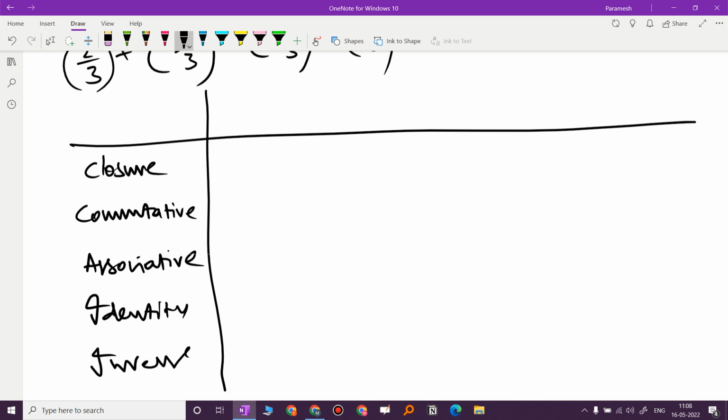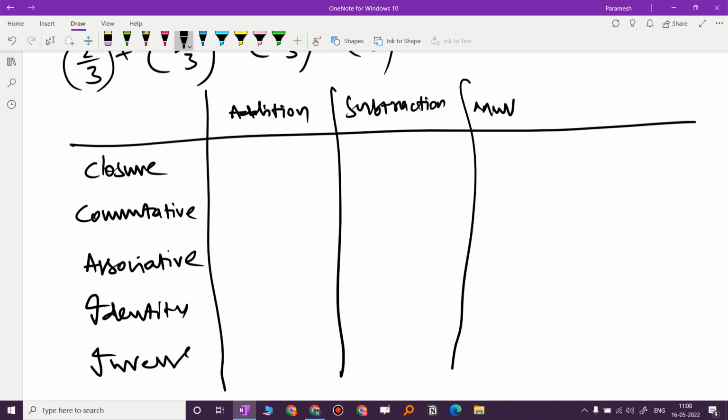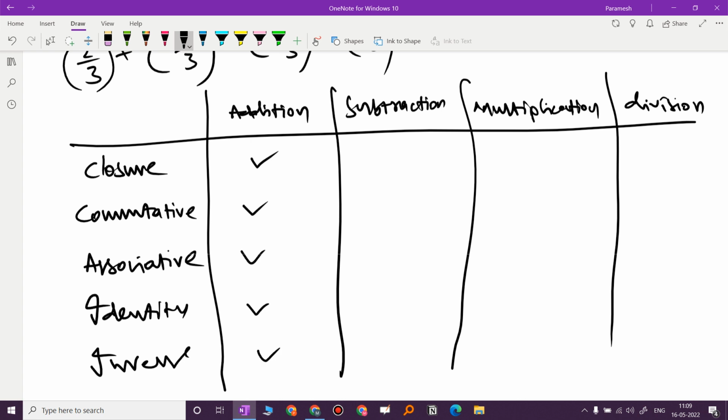Suppose the natural number set, or the rational number set, under addition, under subtraction, under multiplication, under division. Under addition, it satisfies all the properties. Under multiplication, it satisfies all the properties. So observe that clearly. Subtraction satisfies closure, commutative, associative. Division also satisfies closure, commutative, associative.